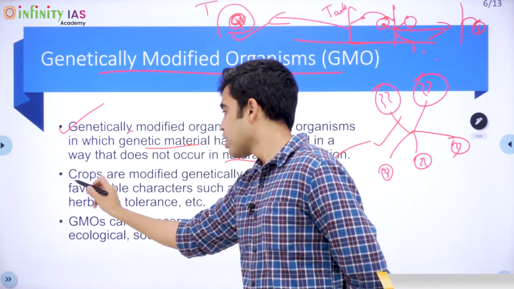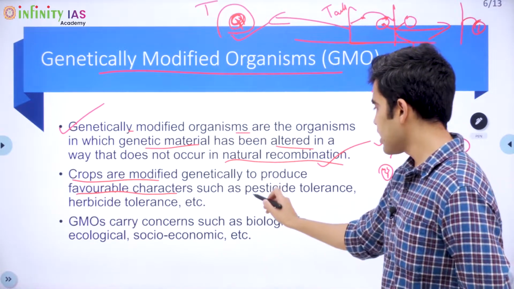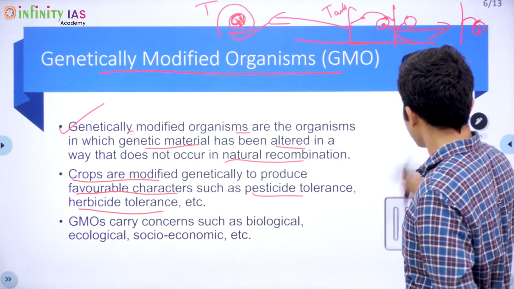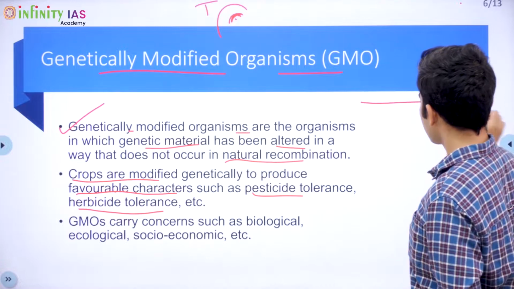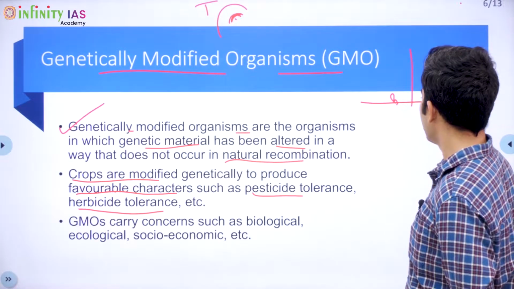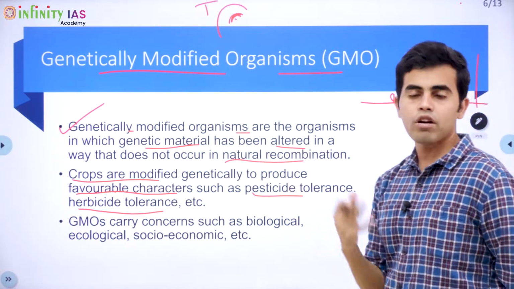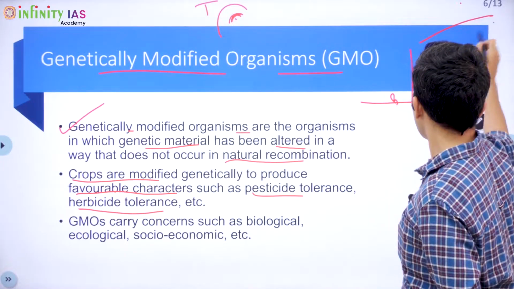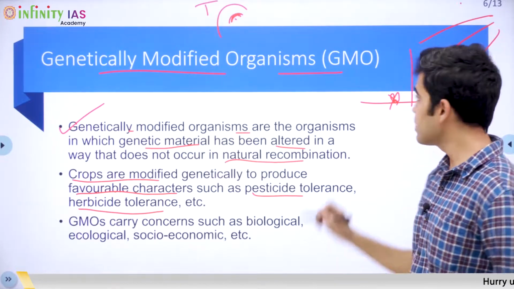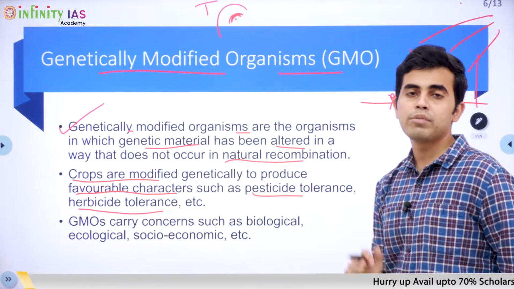So how is it done? Crops are modified to produce favorable characteristics such as pesticide tolerance, herbicide tolerance, etc. Let us take an example. There is a field where crops are grown, and a certain weed is coming up between the crops. This will decrease the yield of our crop. What we can do is use a herbicide. This herbicide will kill the weed, but at the same time it may also damage our crops. That is not favorable for us.